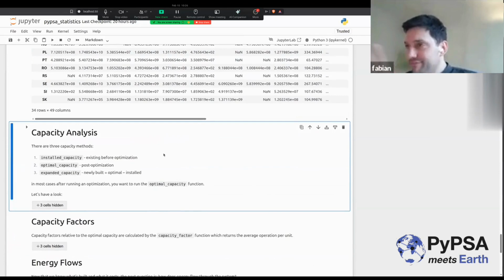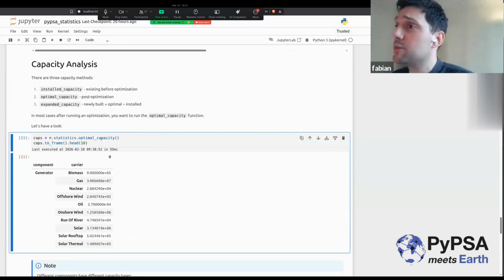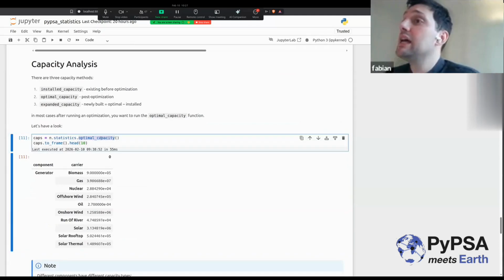Now let's say you inspected these tables a little bit more, you know what's going on with the investments and the OPEX and so. Now you know how the costs distribute, but this is not totally reflecting the capacities. Let's also have a look at the capacities. You can also do that with the statistics module. And the one that you're mostly interested in probably is the optimal capacity function here. I already said there is this installed capacity function, but this is for pre-installed installations.